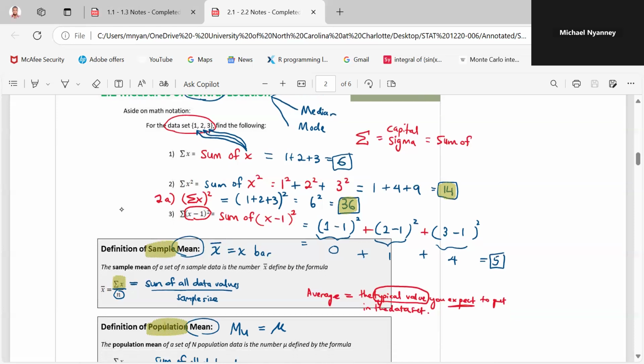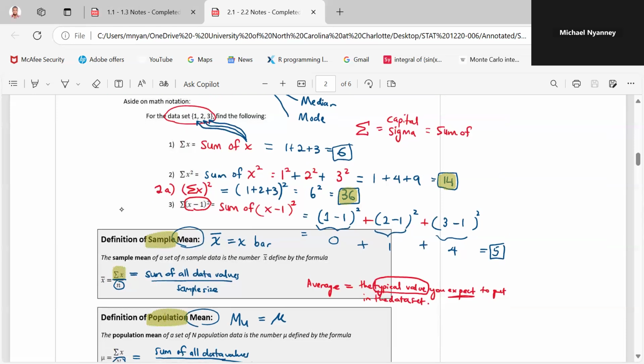This is different from the sum of S all squared. The sum of S all squared means that you sum all your values of S, so 1 plus 2 plus 3, and the answer you get, you square it. It's different, so know the difference. Note their difference very well. For the sum of S all squared, we sum all our S values first, then we square it. So know how we've done it.